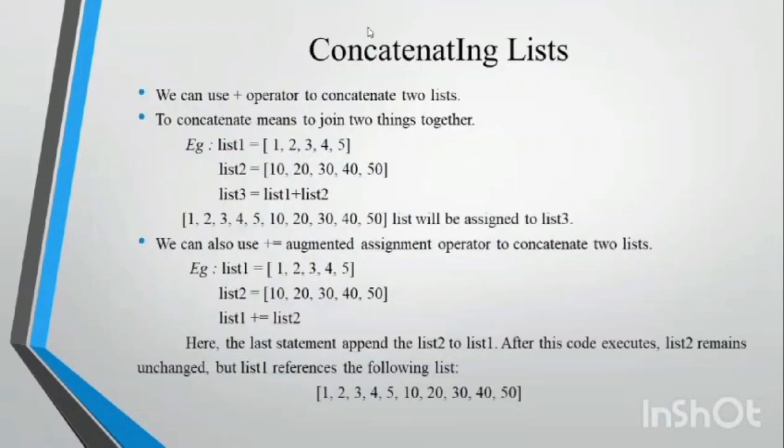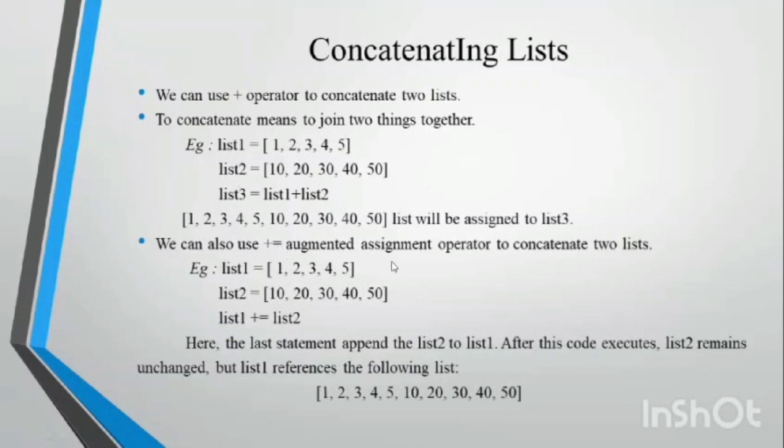Next, concatenating lists. We can use the plus operator to concatenate two lists. To concatenate means we are joining two things together. For example, list 1 equal to this list, and list 2 equal to this list. List 3 equal to list 1 plus list 2. Then list 1 and list 2 will join together, a new list will be formed, and that list will be assigned to list 3.